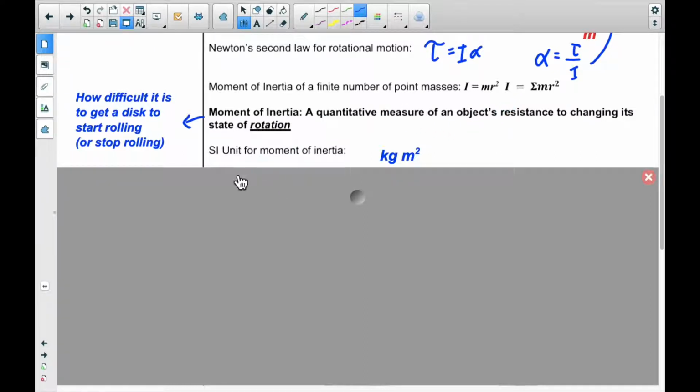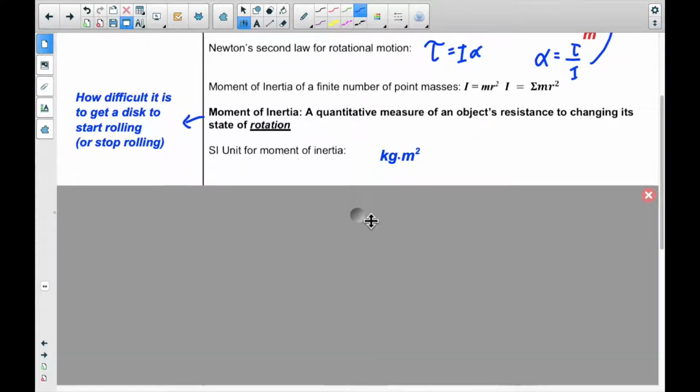All right, and then our SI unit for moment of inertia: all we are doing is taking the mass, that's kilograms, and the radius squared, and the radius is measured in meters. I'm going to put a little dot in there, so it's kilogram meter squared. That is the SI unit for the moment of inertia.